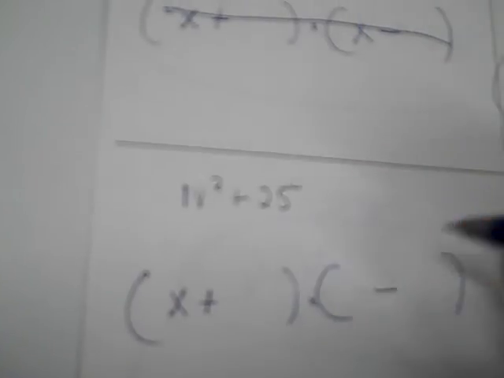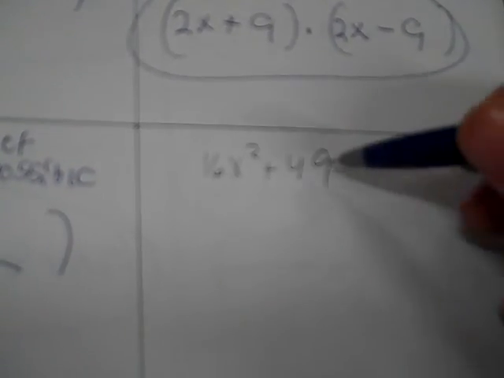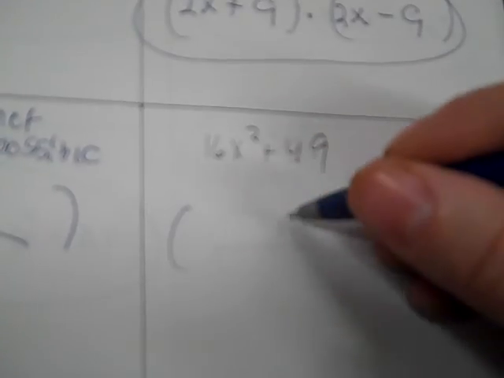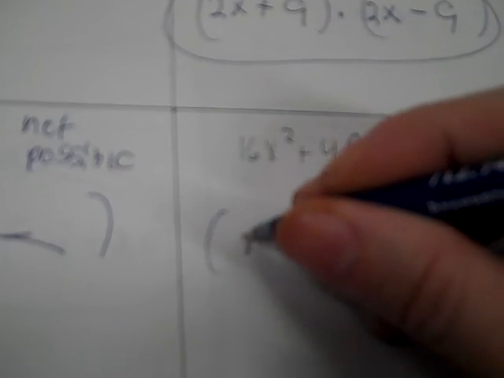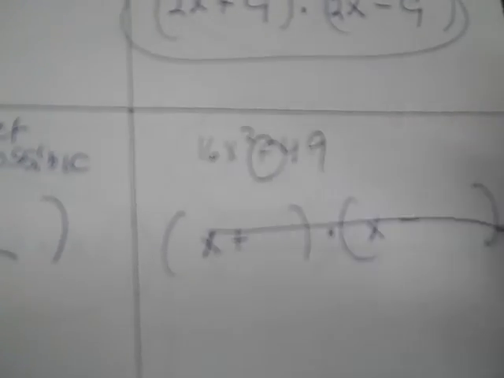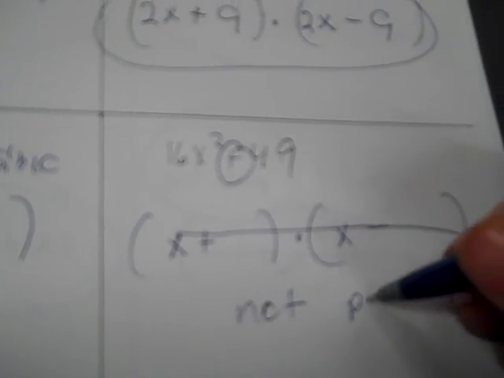All right, x to the second, so x, x. This is positive, not possible. It's not a difference of perfect squares. It's a sum of perfect squares, but to factor it, it's got to be a difference, meaning this number being negative. Okay, so x to the second is x, x. Oh, we got another positive, so not possible.